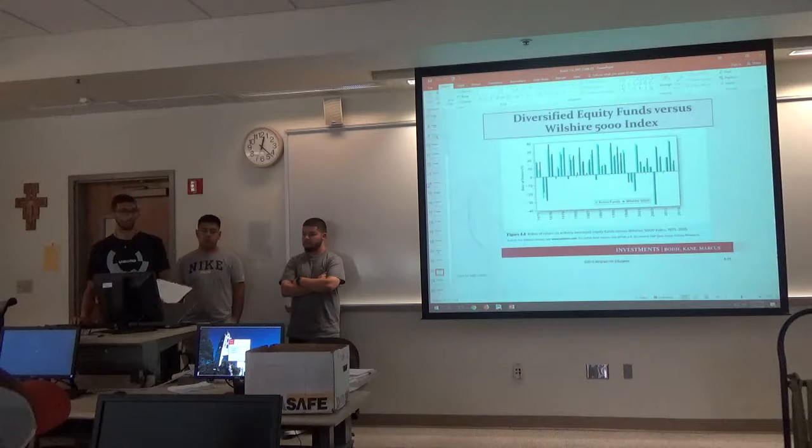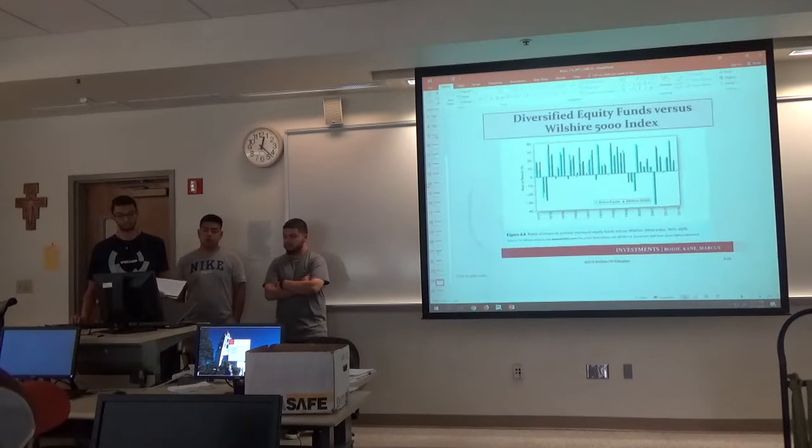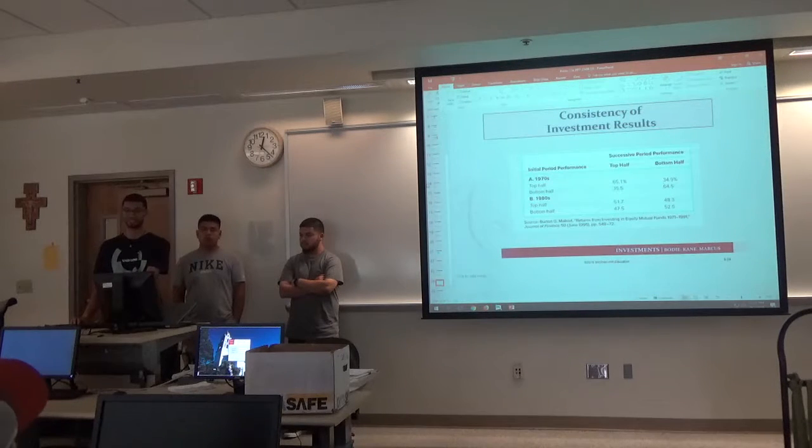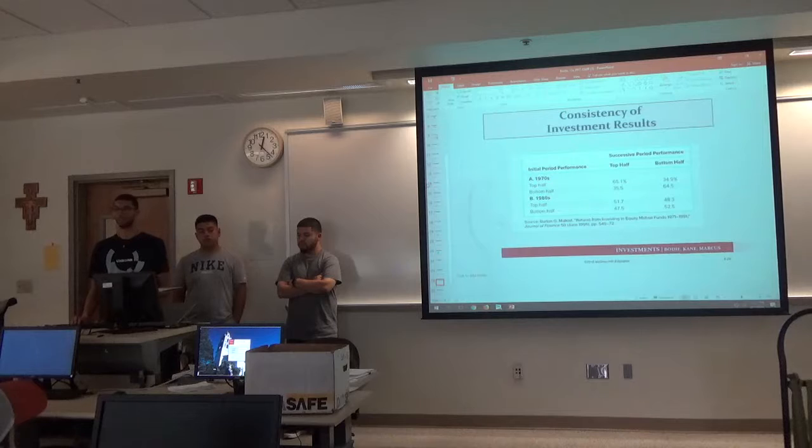This is just the Wilshire 5000. The equities are kind of spread out across all sectors and industries. As I said before, the top half of successive period performance is really high if you're above it, and really high if you're below it. Because if you fail to beat the benchmark, you continue to fail to beat the benchmark.